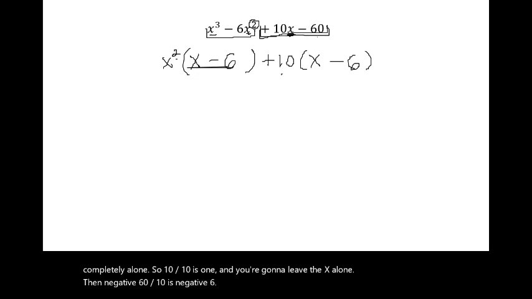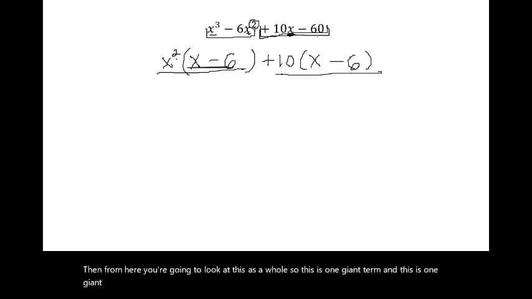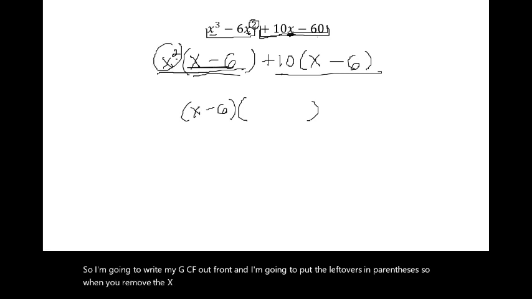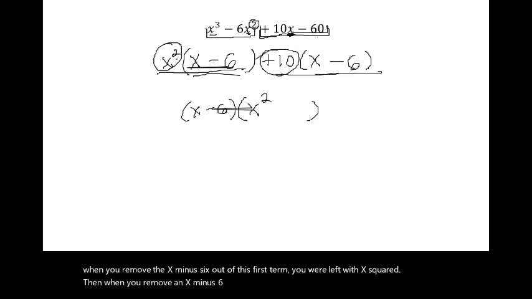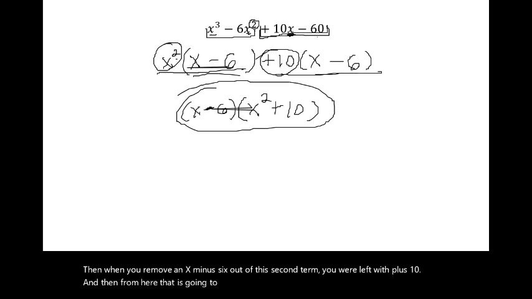Then from here, you're going to look at this as a whole. So this is one giant term, and this is one giant term. What do both of those terms now have in common? They have in parentheses x minus 6 in common. So I'm going to write my GCF out front, and I'm going to put the leftovers in parentheses. So when you remove the x minus 6 out of this first term, you are left with x squared. Then when you remove an x minus 6 out of the second term, you are left with plus 10. And then from here, that is actually going to be it. X squared plus 10 is actually not factorable, so that is going to be your final answer.